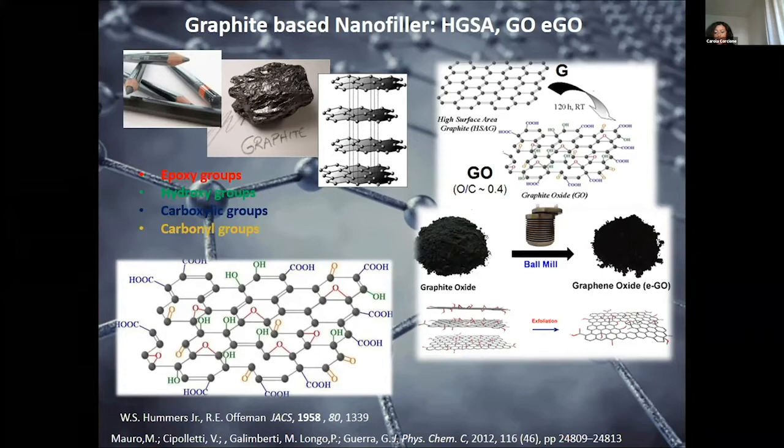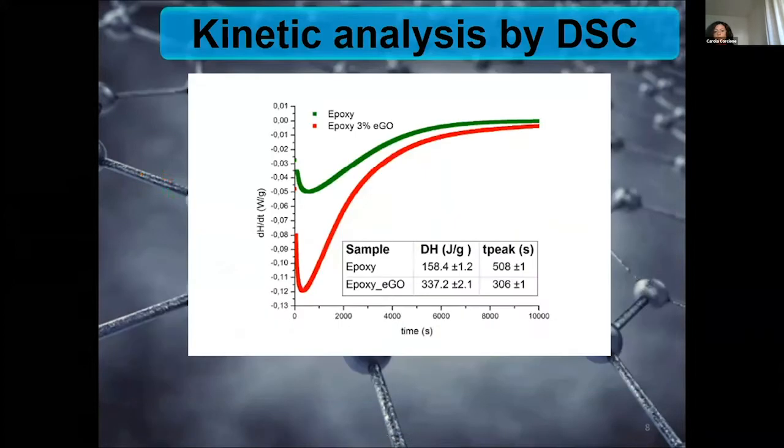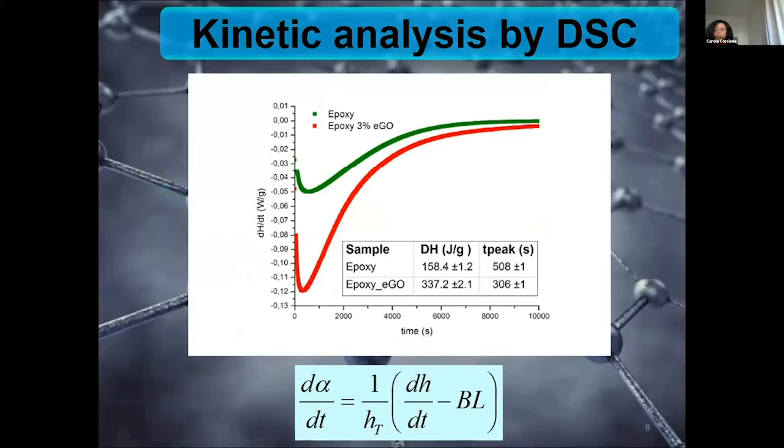So let me now explain the study that we performed together with the University of Salerno. In this slide, the results obtained from DSC and from rheological measurements, related only to the introduction of EGO, the last filler that I mentioned a few minutes ago, inside the epoxy resin are discussed. You can see the effect of the introduction of EGO filler compared to the thermal behavior of the net epoxy resin in the absence of the filler.